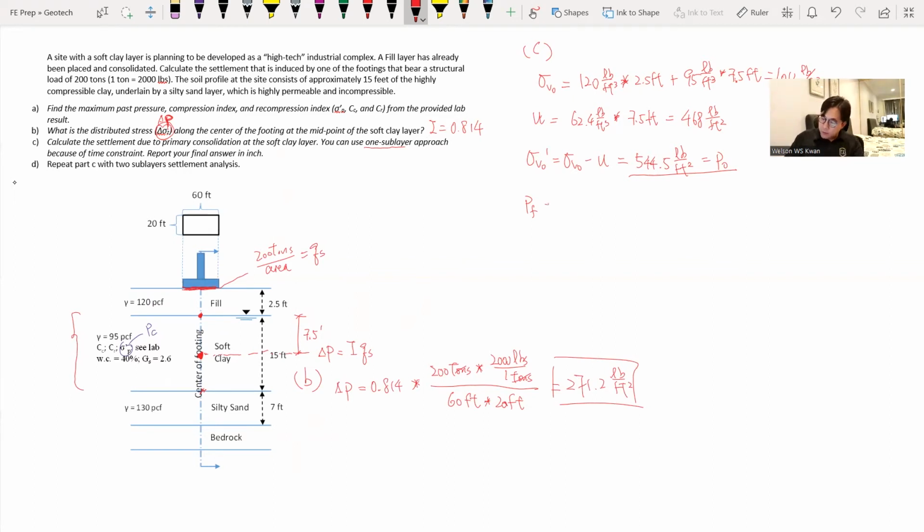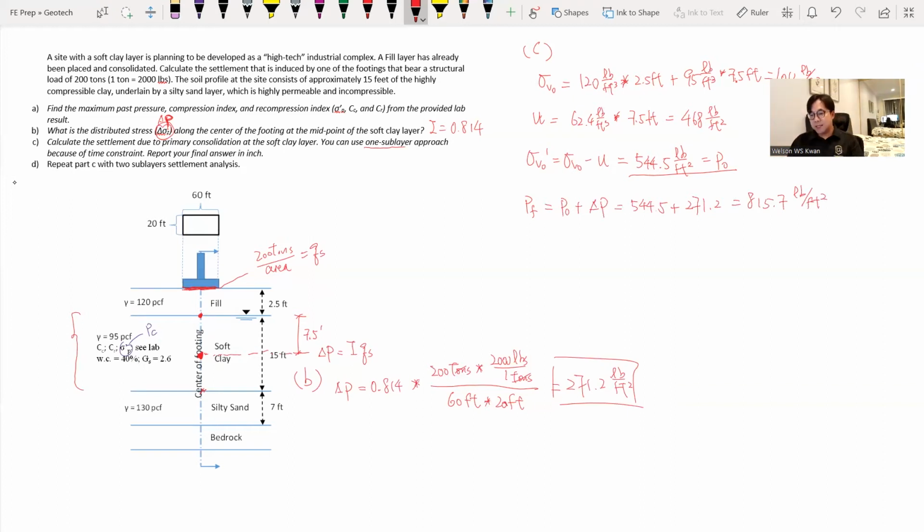And now we calculate the final stress. The final stress equals our initial stress plus the distributed stress. The initial stress we just calculated is 544.5, and the distributed stress we calculated is 271.2. So we add the two together, and we get our final stress equal to 815.7 pounds per square foot. So this is our final stress.